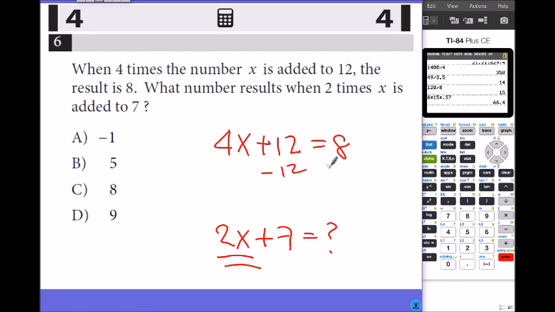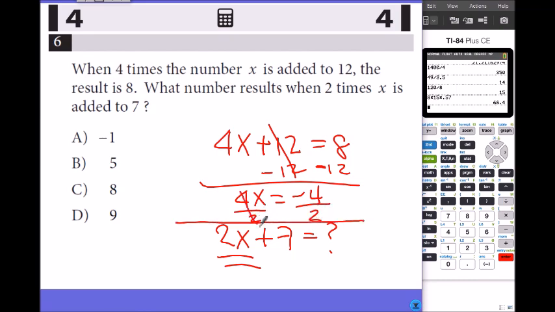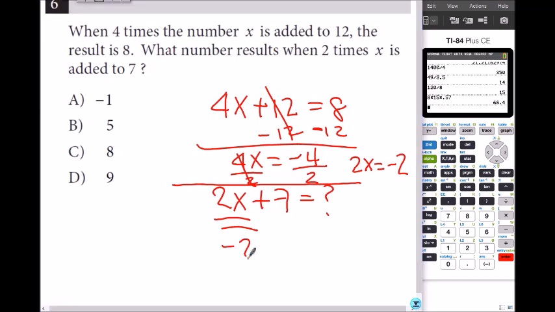So move 12 from both sides. So then I get 4x equals negative 4. So instead of dividing by 4 to get x, just divide by 2. Then from here, I get 2x equals negative 2. Then 2x plus 7 is negative 2 plus 7, which gives you 5. So 5 is your answer. Okay. A lot of times you don't have to solve for the variable. A lot of times you can find an easier expression that you can use.